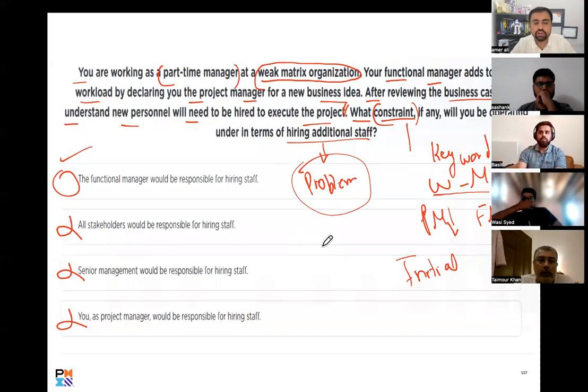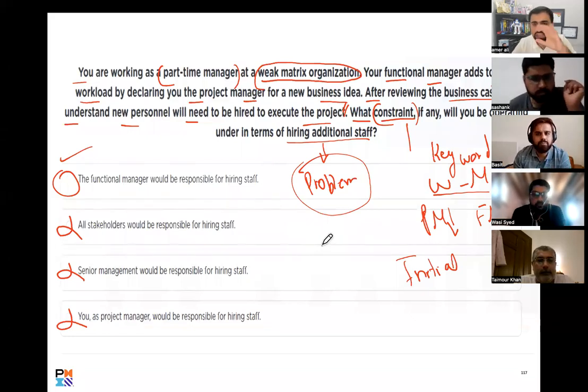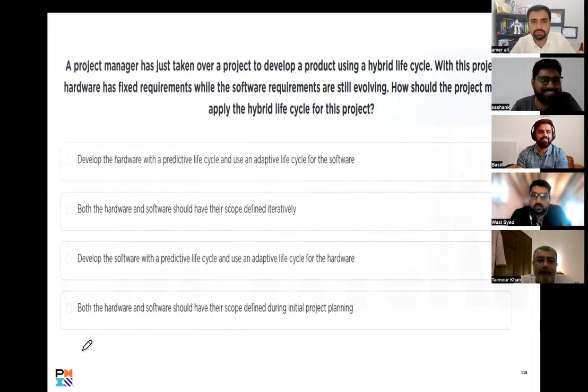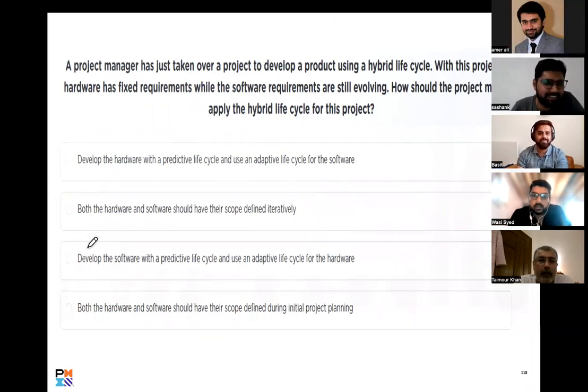Any volunteer who would like to solve the next question? Anyone who wants to solve the next question? Okay, Shashank, please. If you don't raise your hand, I'm going to ask you anyway. Shashank, please solve.